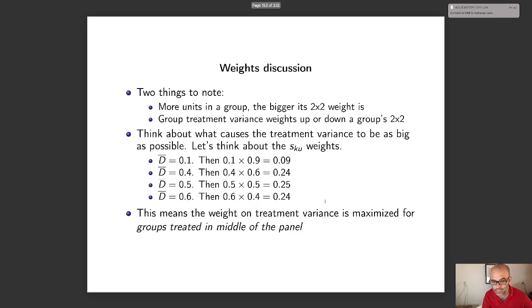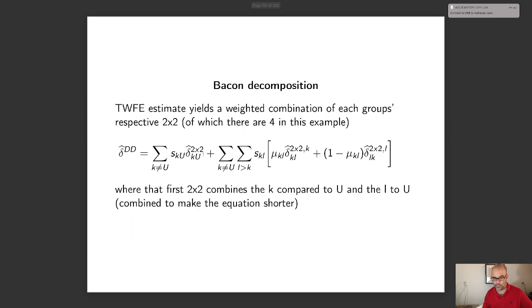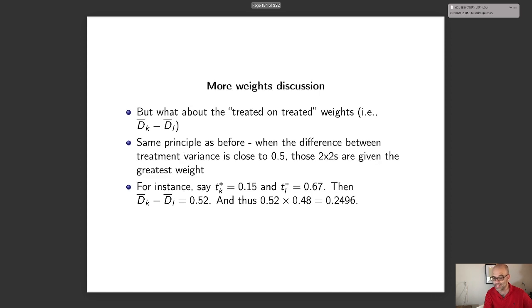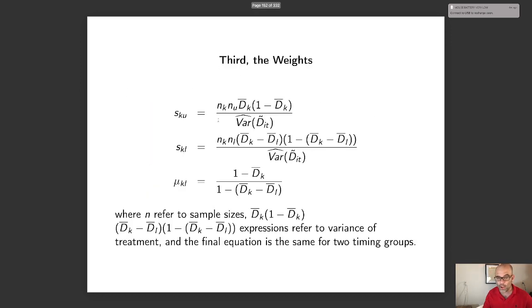So what that means is the 2x2s that are at the center of the panel are being weighted up, okay? The 2x2s at the center of the panel are receiving the largest ceteris paribus weights. I mean, they're not the largest weights because the weights still have that stuff in there, but that component is as large as possible for the center.